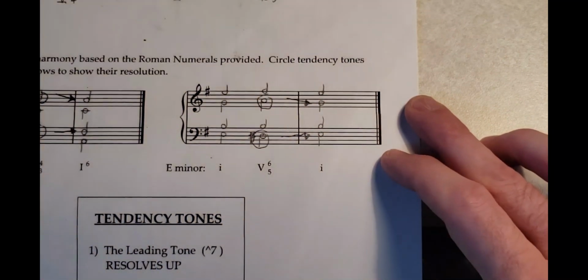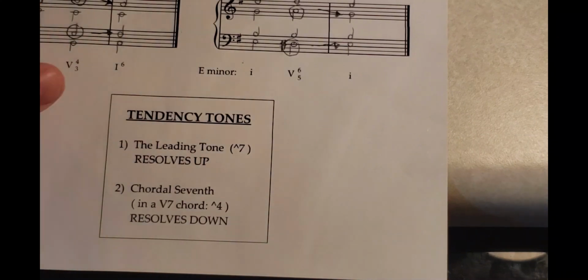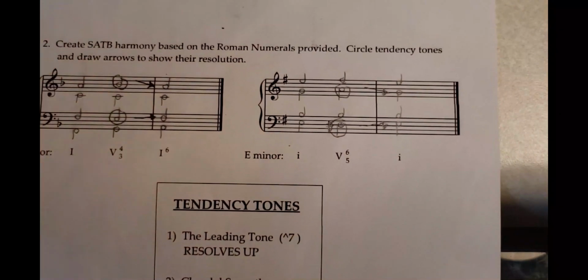So hopefully that's making sense, because of course our two tendency tones here are the leading tone and the chordal 7th. Hopefully we're realizing it's actually easier in inversions. When we are in root position, we're worried about parallel fifths and all that stuff because our bass is leaping from 5 to 1. Here we have smooth, contrary, stepwise motion. That's kind of the ideal.